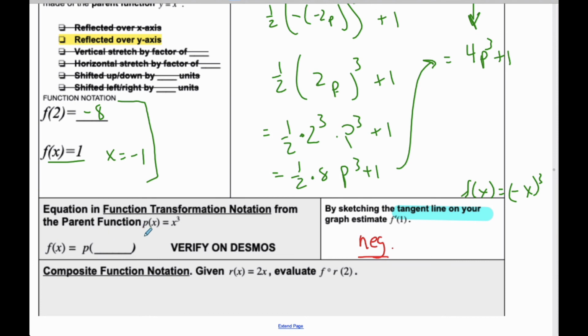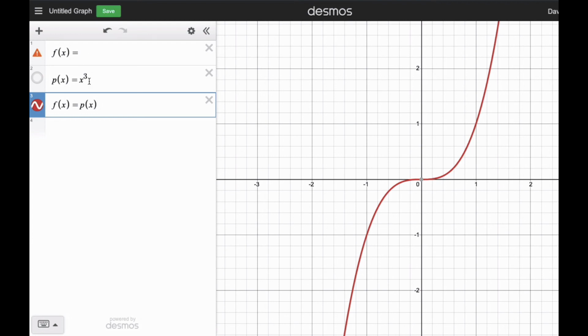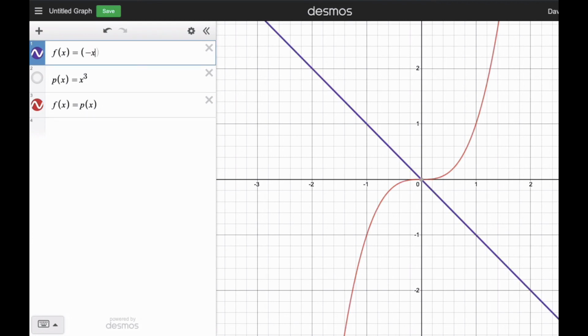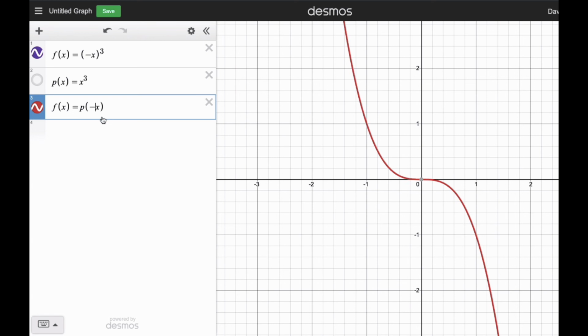Using the function transformation, rewriting it, here's my graph here. Well, that's just going to be negative x, and that will be sufficient. If I check that with Desmos, if I call f of x equal to negative x to the power of 3, that's what I want it to be. And if I make this negative, you can see that they are the same graph.